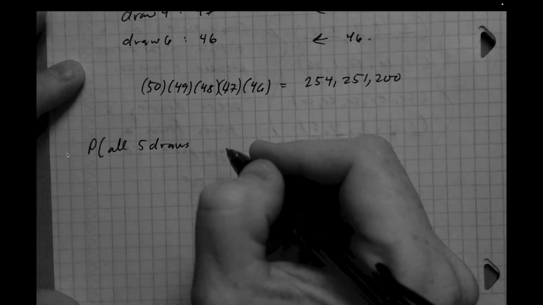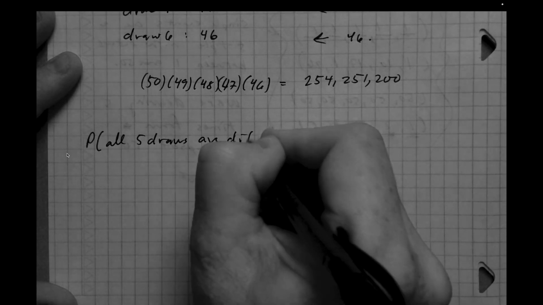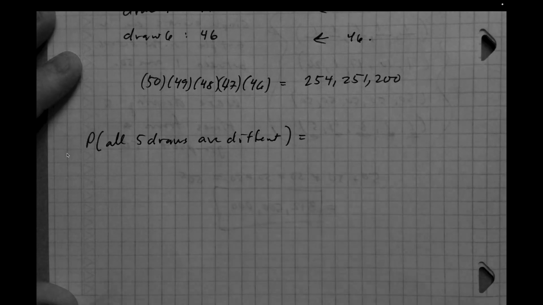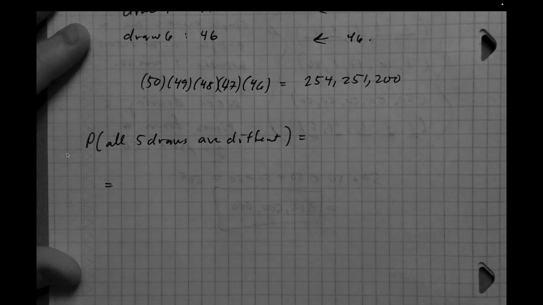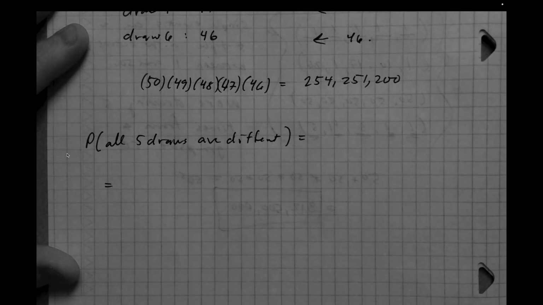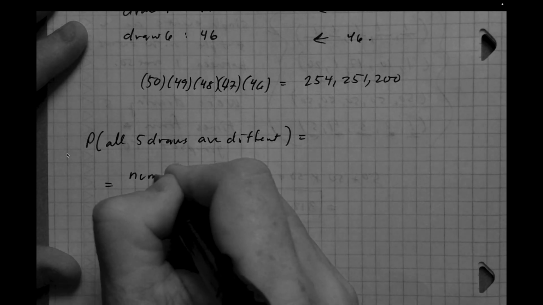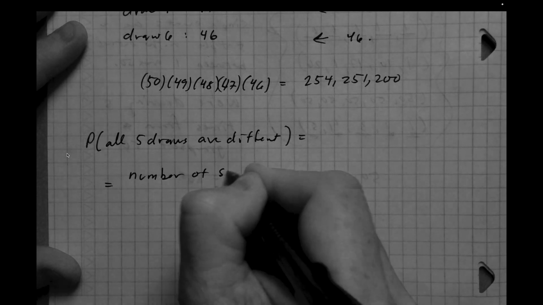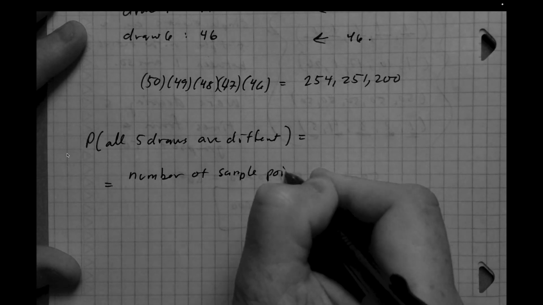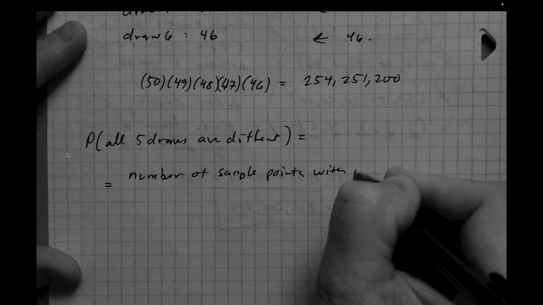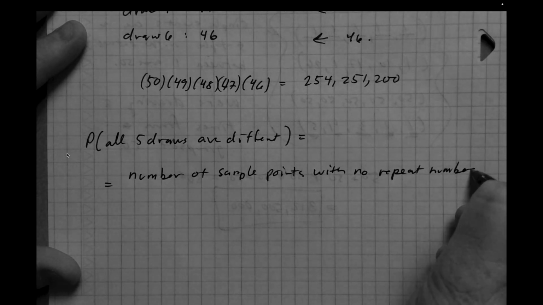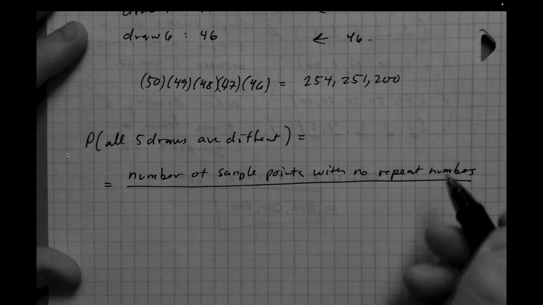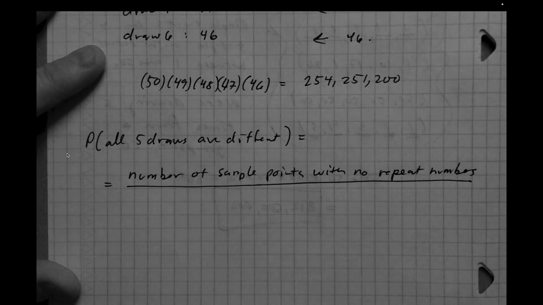All 5 draws are different. What is that probability? Well, just to lay this out and make sure it's crystal clear, this is the number of sample points with no repeat numbers divided by what? Well, the total number of sample points.